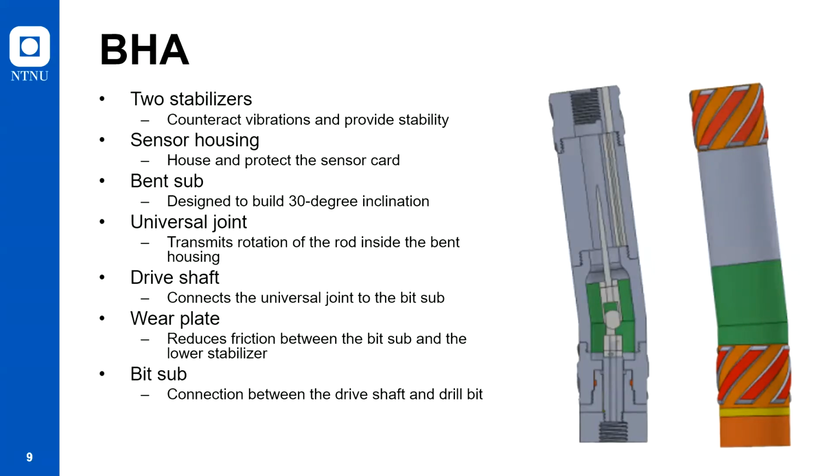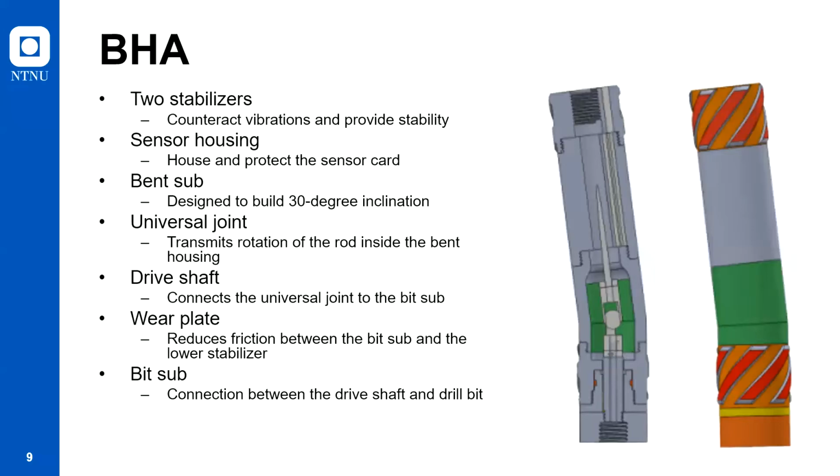The sensor housing is a thick-walled cylinder with a compartment that holds the sensor card. A two-part adhesive is used to protect the sensor card from the surrounding metal, water, and mechanical stresses. The BHA uses a fixed bend sub for directional steering. It enables the BHA to kick off and build a deviated well path. The angle on the bend sub is designed to reach the maximum inclination of 30 degrees required for the competition.